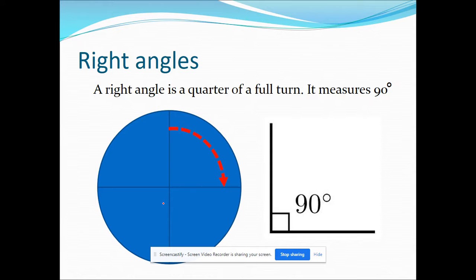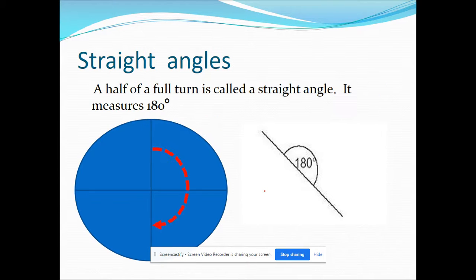Now, a right angle is a quarter of a full turn. It measures 90 degrees. This is a full turn, but a right angle is just a quarter of a full turn.